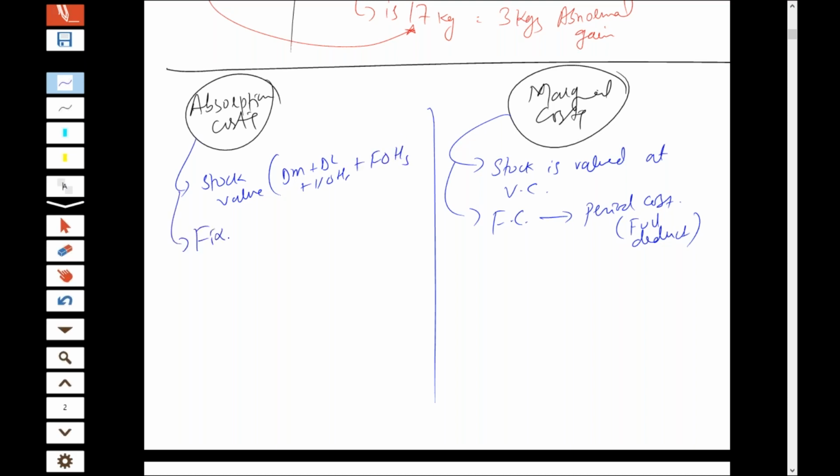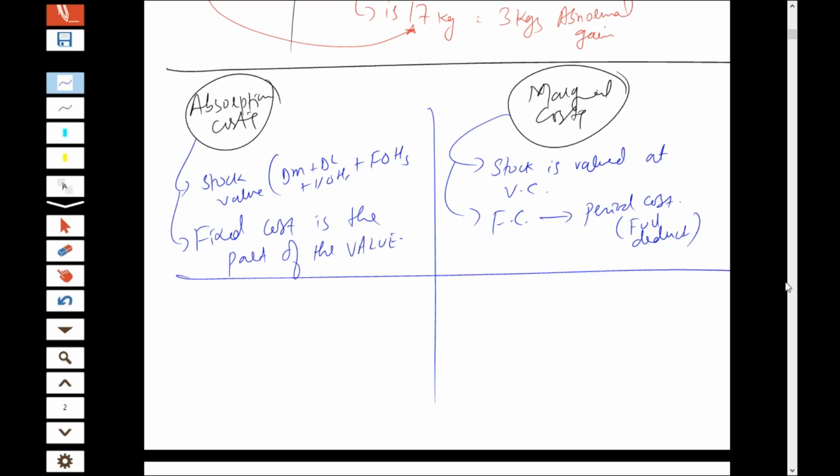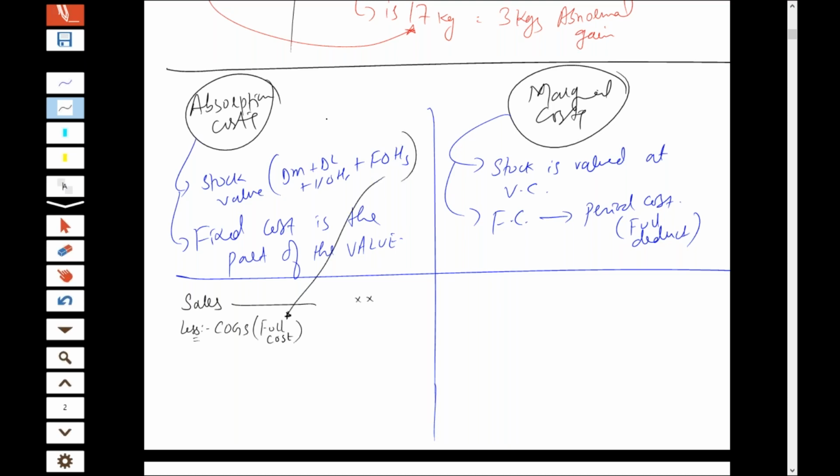Here, fixed cost is a part of the value. Okay. So in absorption costing, what is the criteria? Sales, you will less COGS, that's full cost, and you will have the figure which is called gross profit.